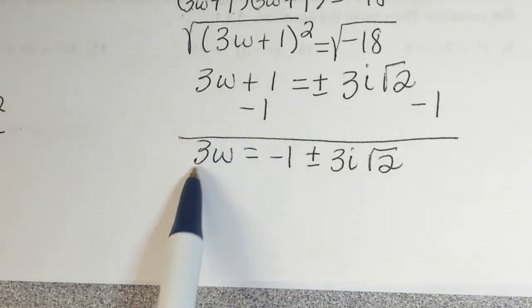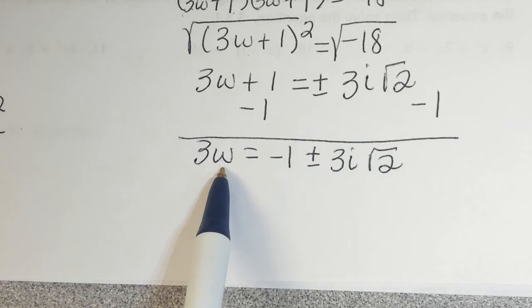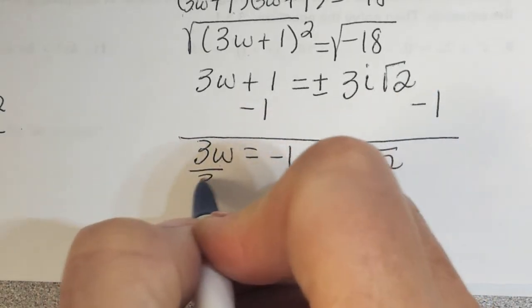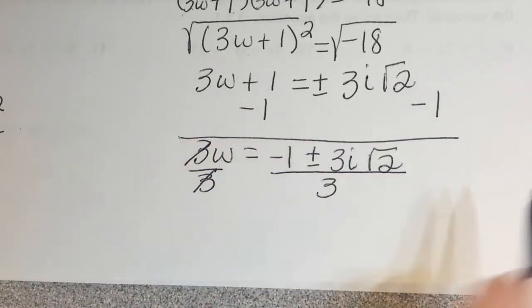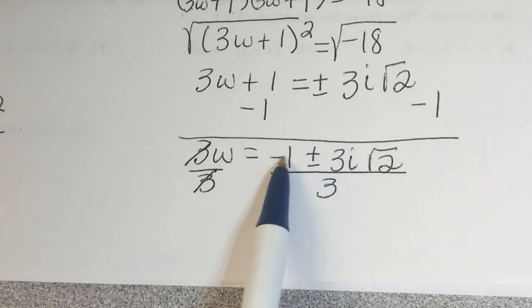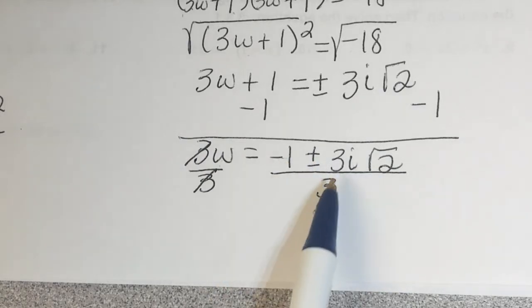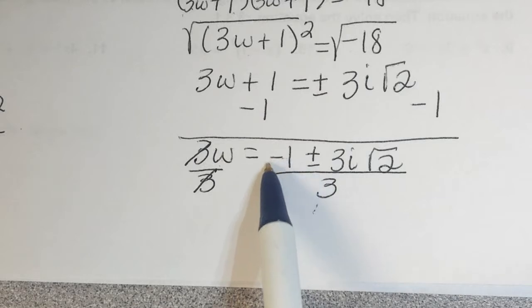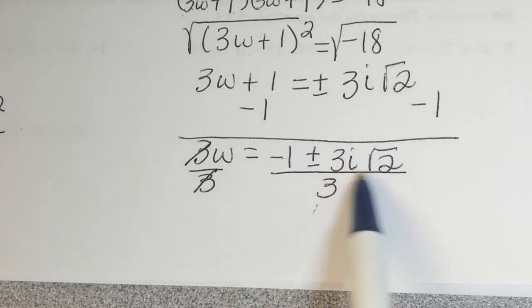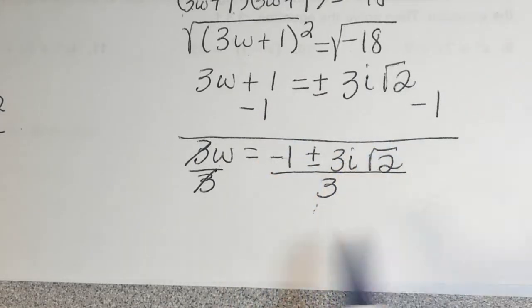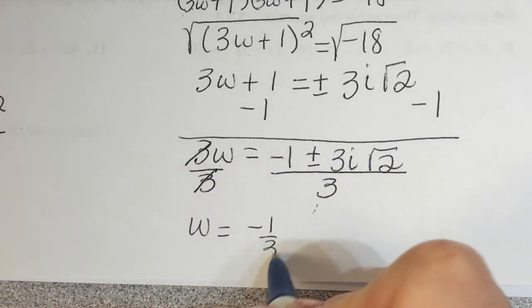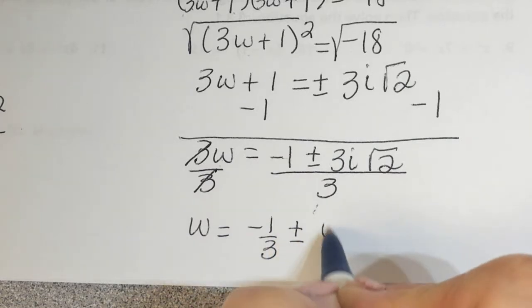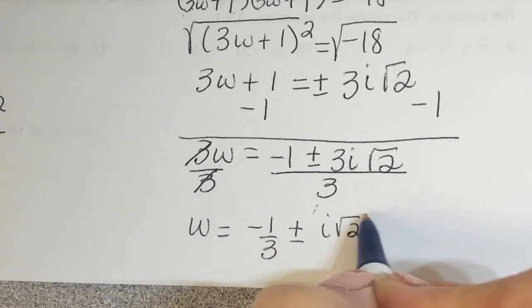This is a tough problem, but we're almost finished. We want to get w by itself, so what do we have to do? Divide by 3. So I can write it like this, whole thing over 3. That's one way I can write it. But I have terms here. This is my first term. This is my second term. So I could also write it like this. W equals negative 1/3 plus or minus i radical 2.